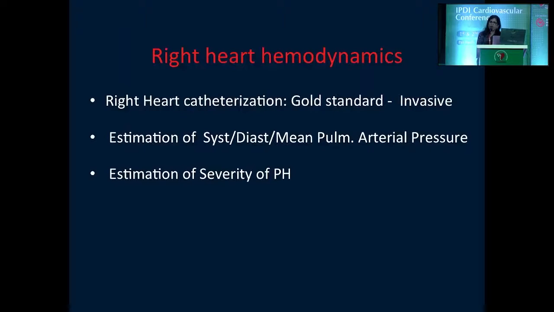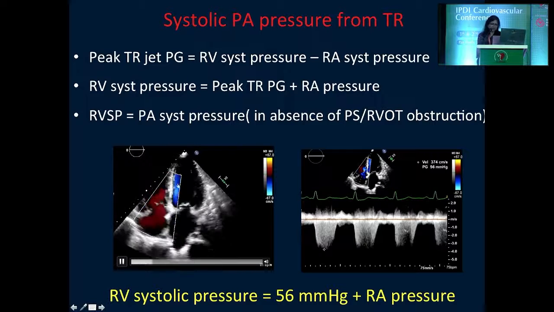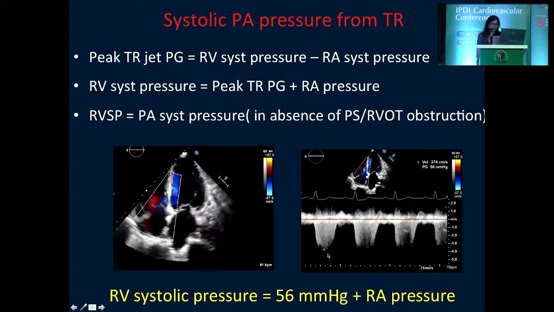Next, let us go to the right heart hemodynamic assessment, where we can estimate systolic, diastolic, mean pulmonary arterial pressure, and even we can estimate the severity of PH. Now let us first see how we measure the systolic PA pressure. For that we go to the 4-chamber to get a good tricuspid regurgitation jet, and we do the CW Doppler and get the gradient.